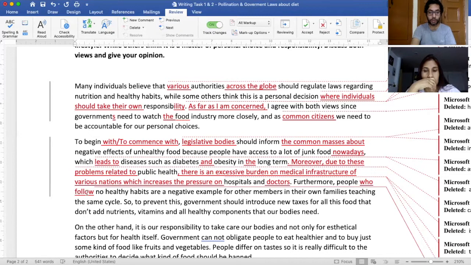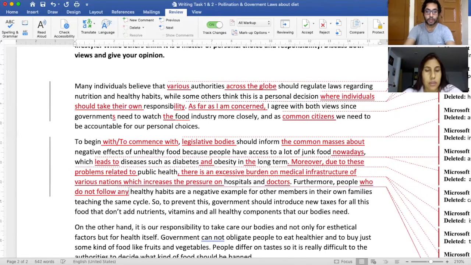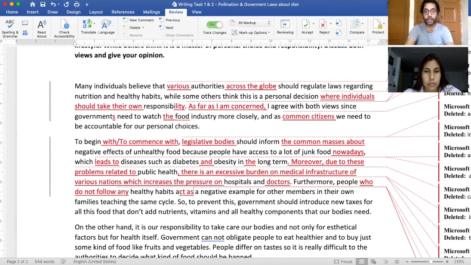Or you can say people who don't follow any healthy habits are a negative example. So why are you talking about the people who don't follow any healthy habits? Anyway, you have spoken about the unhealthy food that people eat, these kinds of diets, no? So this is not... Okay.